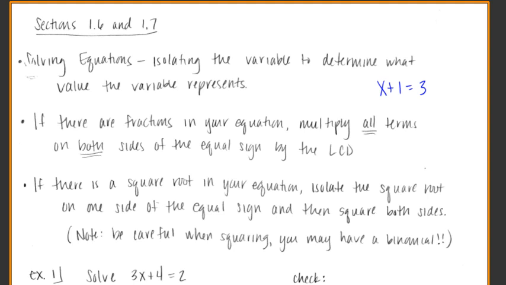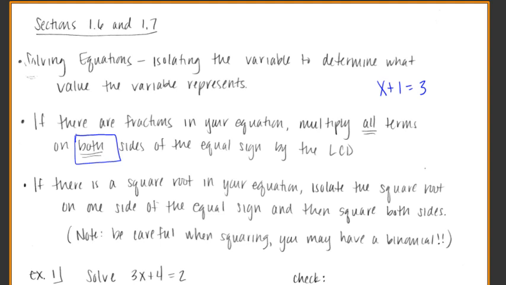Okay, we'll look into the next point, just some key ideas to think about as we're going throughout this simple process of solving equations. If there are any fractions in your equation, you want to multiply all the terms on both sides. That's the key. Or in other words, we want to multiply the whole entire equation, both sides, by the LCD. Okay, remember what an LCD is? That's just the least common denominator.